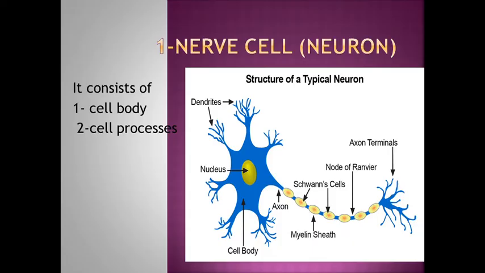This is the nerve cell. It consists of a cell body and cell processes. Can you see the cell body? This is the cell body there. Okay, here, this is the cell body, nucleus, dendrites, axon, Schwann cells, myelin sheath, and then you have nodes of Ranvier in between, and axon terminal. These are the terminals. The end, terminal means the end.